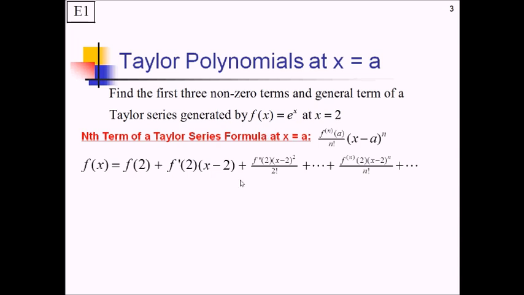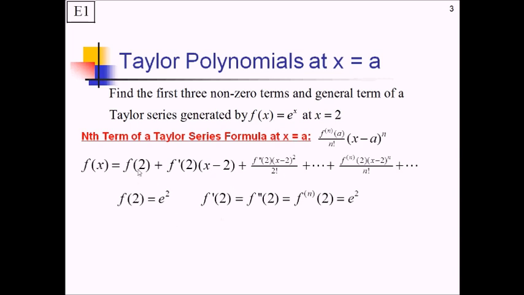To do this with e to the x now, you're going to need to know f of 2, which is just e squared. You're also going to need f prime at 2. But the good news is f prime of 2, f double prime of 2, in fact, and the nth derivative at 2 for e to the x, since it's always just e to the x, all of those are going to be the same thing. They're all going to be just e to the x with 2 plugged in, or e squared, just like f of 2. So let's go ahead now and build that series.